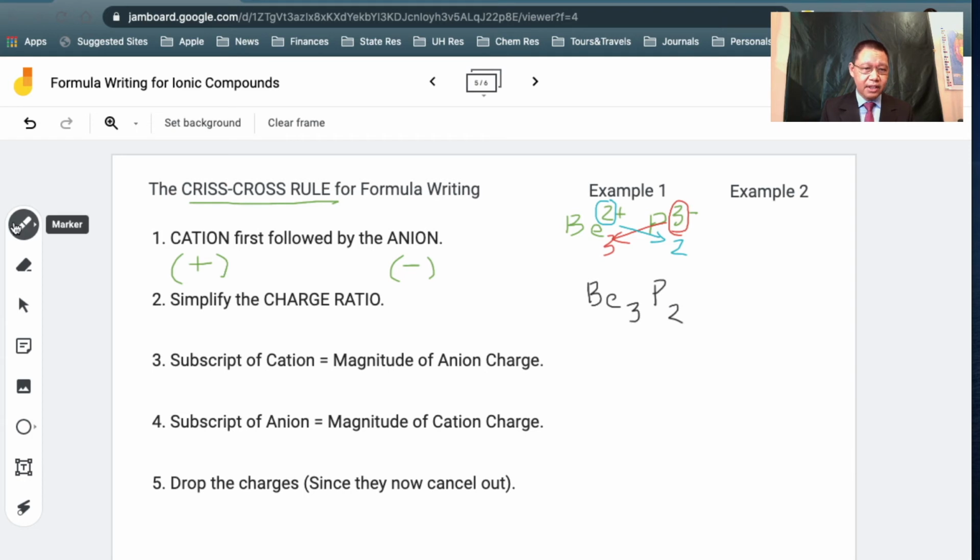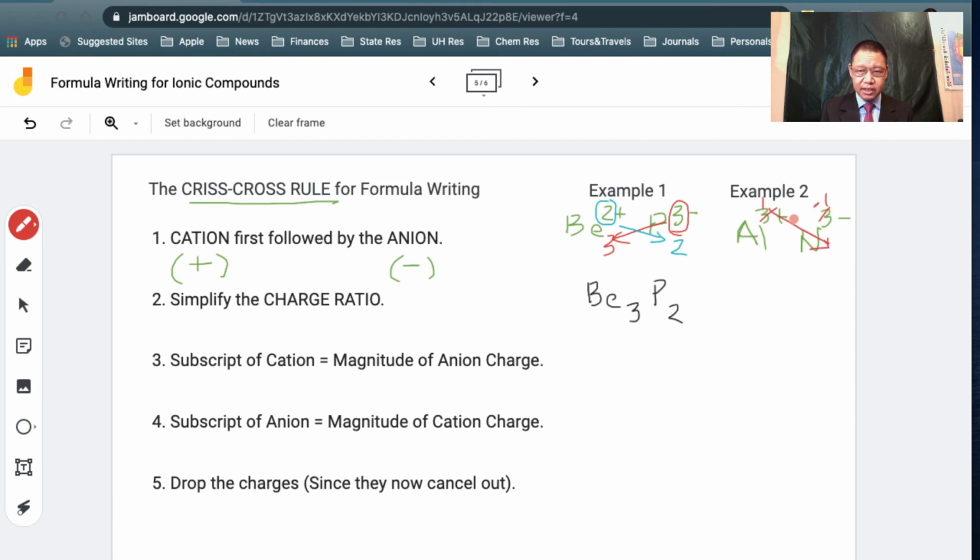Now, let me give you another example. Supposing that you have aluminum 3+ and nitride, that's 3-. So I wrote the aluminum first because it's the cation, and then I followed it up by the nitrogen, which is the anion. Then I'm going to simplify the charges. The charges are 3 and 3 in terms of magnitude. So I'm just going to simplify this to the simplest ratio, which is 1:1, and then I'm going to apply the Criss-Cross rule. That one there becomes a subscript of the nitrogen.